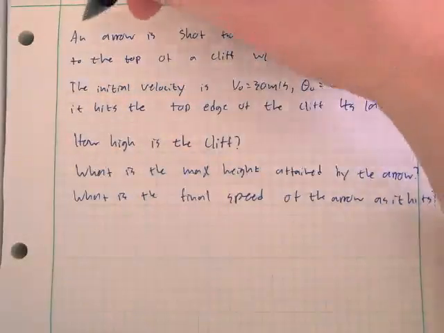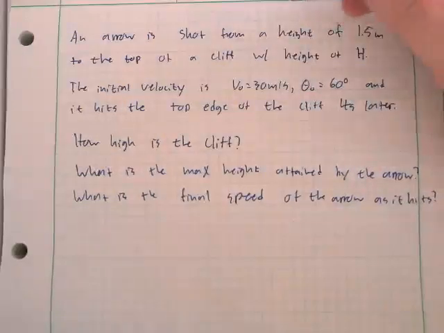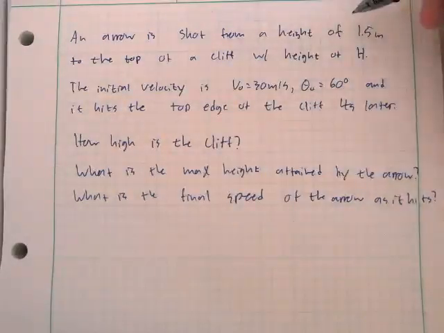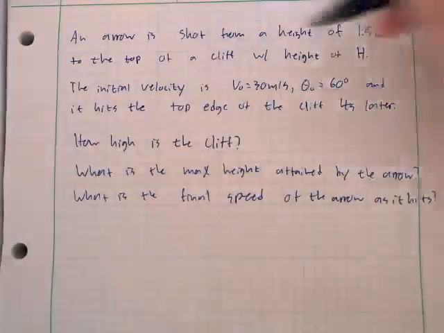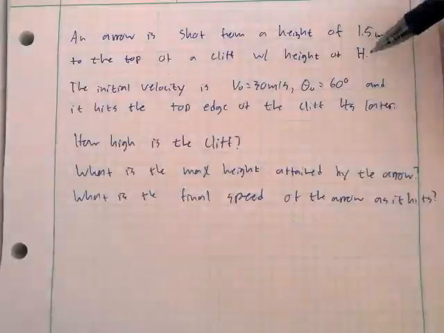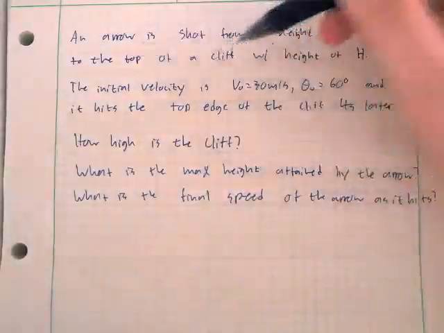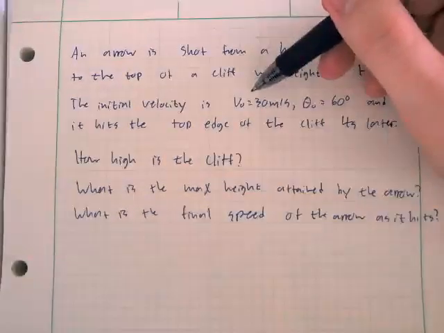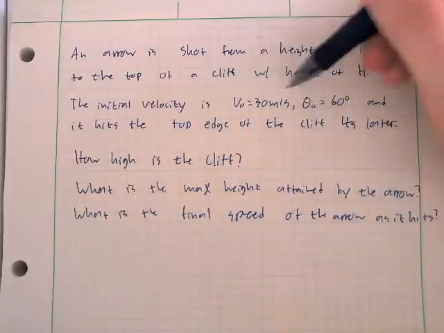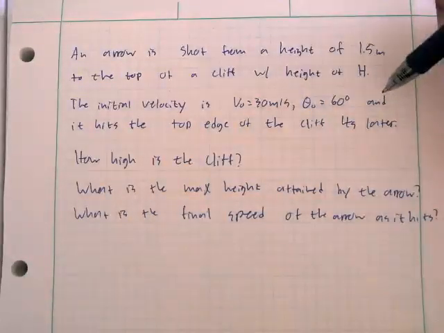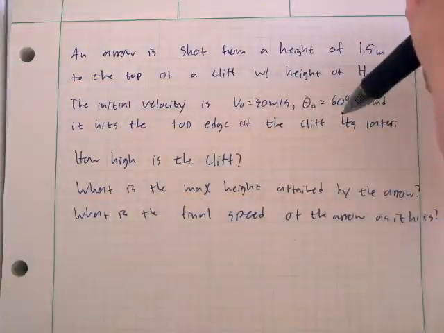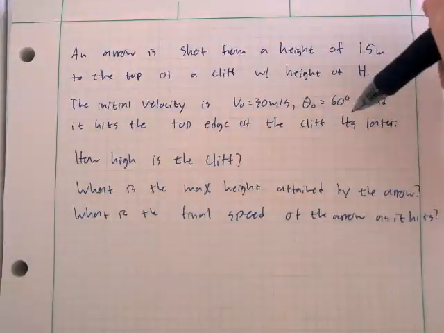We're going to say an arrow is shot from a height of 1.5 meters to the top of a cliff with a height of h. So we don't know how tall the cliff is, right? The cliff's height we're going to call capital H. The initial velocity is going to have a speed of 30 meters per second, and it's going to be launched at an angle of 60 degrees. And we're going to say that it hits the top edge of the cliff 4 seconds later.